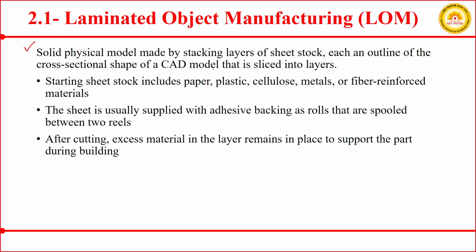Under laminated object manufacturing, we have a solid physical model made by stacking layers of sheet stock, each cut to the outline of the cross-sectional shape of a CAD model that is sliced into layers. The sheet stock includes paper, plastic, cellulose, metals, or fiber reinforced material. The sheet is usually supplied with adhesive backing, or as rolls that are spooled between two rails. After cutting, the excess material in the layer remains in place to support the part during building.